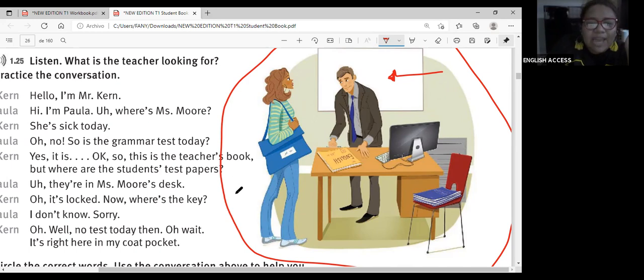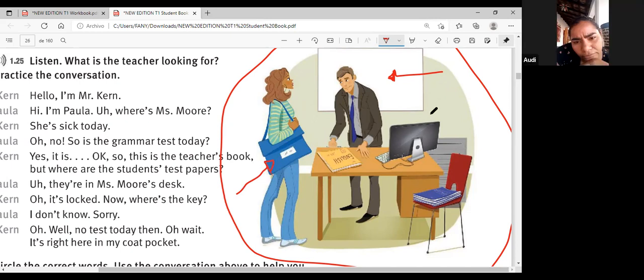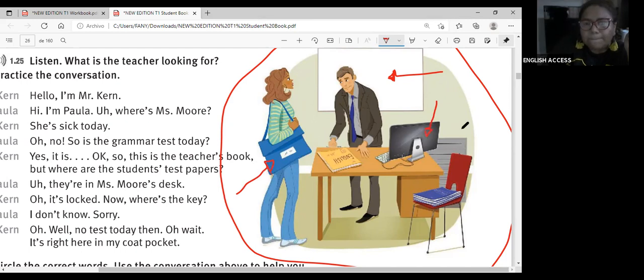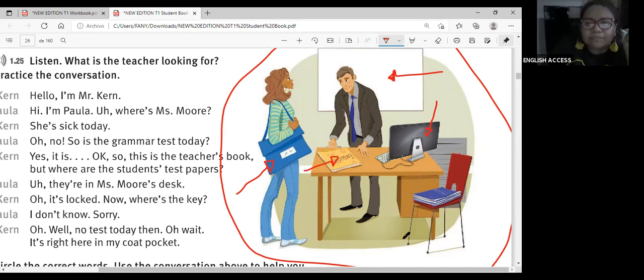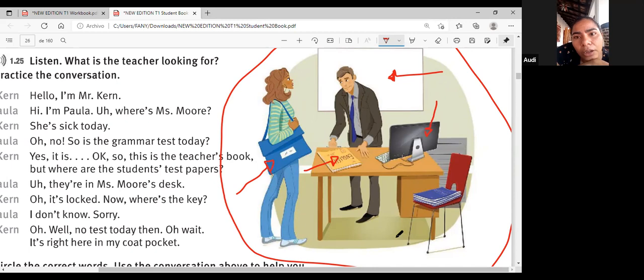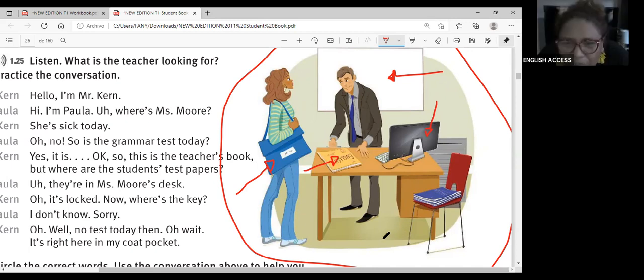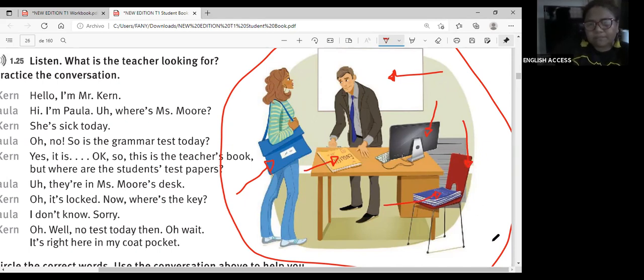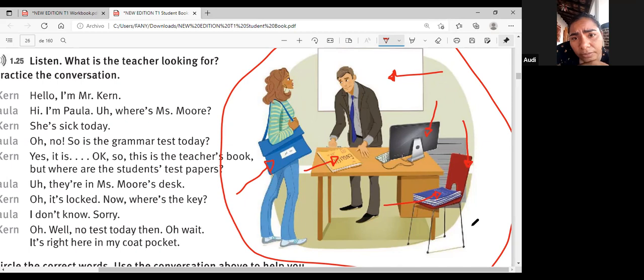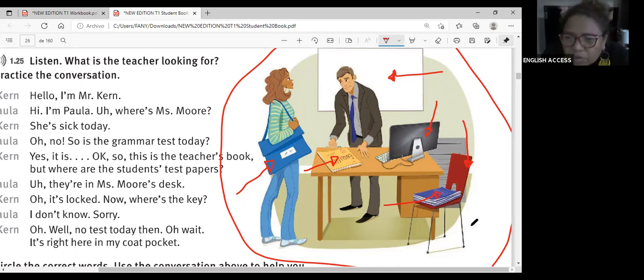Muy bien. Okay. Now, what's this? A bag. It's a bag. Good. What's this? A computer. Good. What's this? Notebook. No, it's a book. Yes, it's a book. It looks like a notebook, right? But no, it's a book, I think. Okay, what about this? A chair. It's a chair. And what about this? I think there are books. Or maybe some students' papers. I don't know. But yeah, okay.